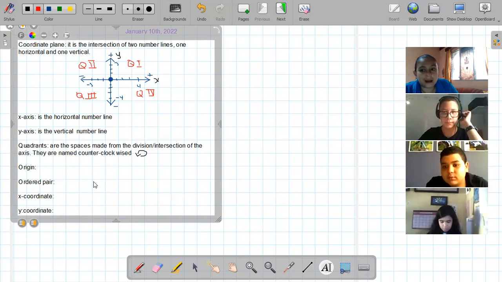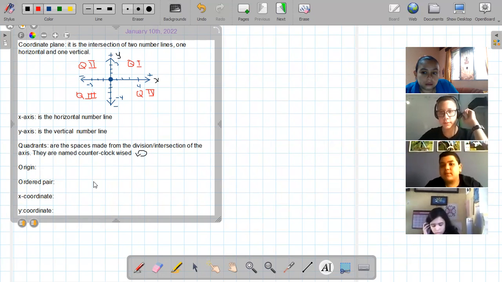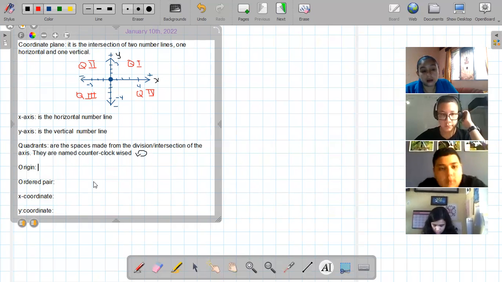If I say randomly, the origin of humankind, am I talking about the center of the coordinate plane? No, I'm not talking about the coordinate plane. I'm talking about everything else. What is the origin of something? The start of something, the genesis, where something begins, okay? El origen is where something begins. So the origin of a coordinate plane, yes.